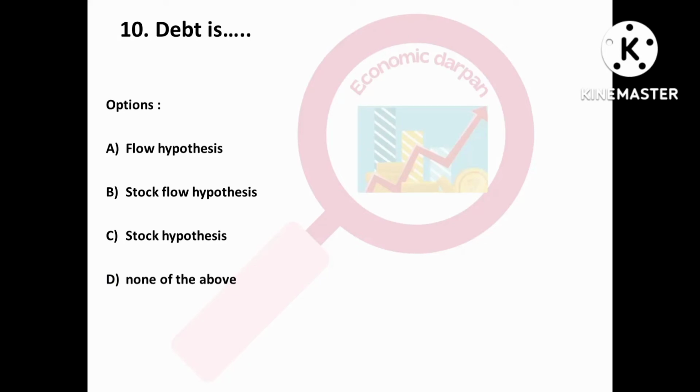Question number 10. Debt is: option A, flow hypothesis; option B, stock and flow hypothesis; option C, stock hypothesis; the option D is none of the above. So debt is a stock hypothesis.